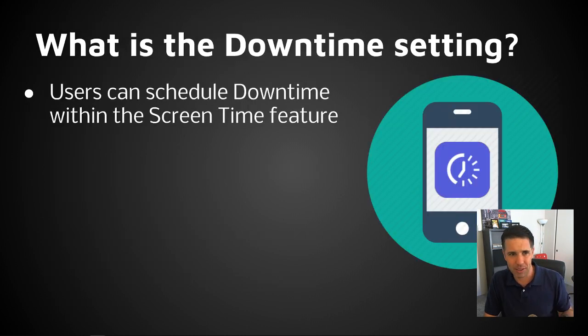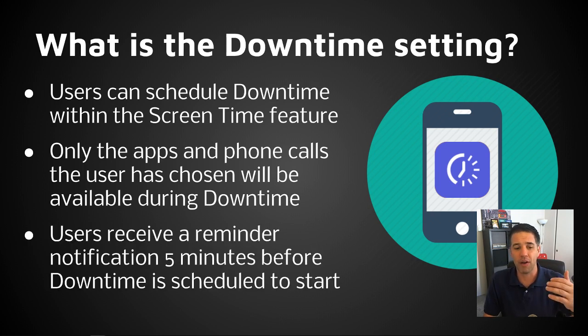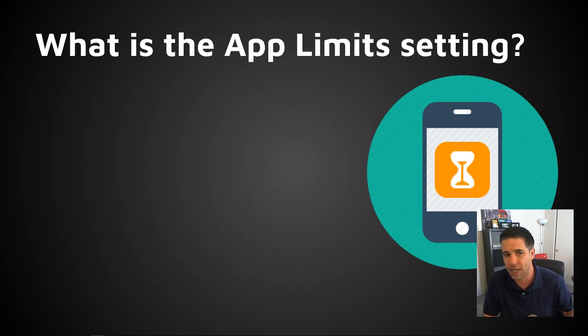What is a downtime setting? Well, users can schedule downtime within the screen time feature. Only the apps and phone calls that the user has chosen will be available during downtime. Users can receive a reminder notification 5 minutes before it starts. For instance, if you want the phone for emergency purposes and the maps to always be on, those are the apps that you give always on status.